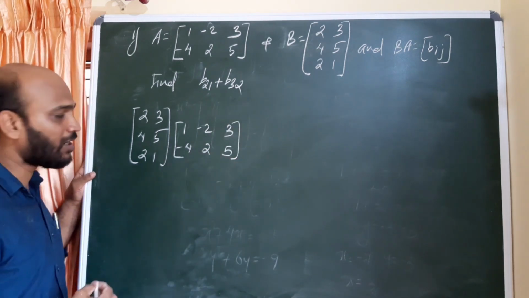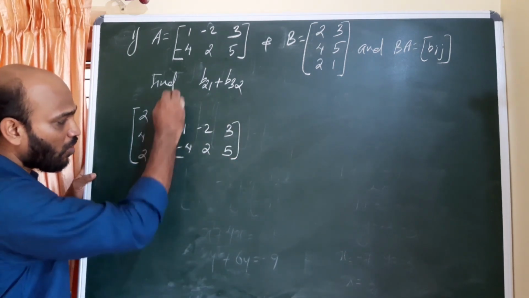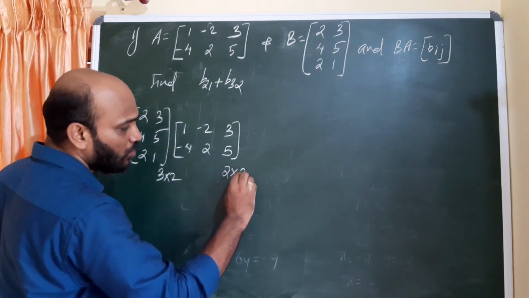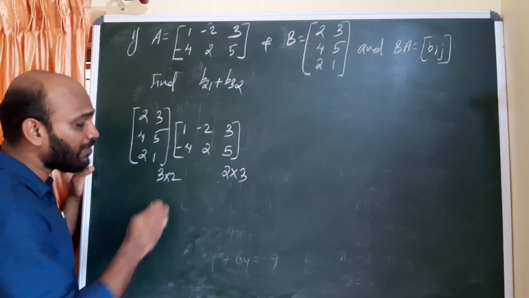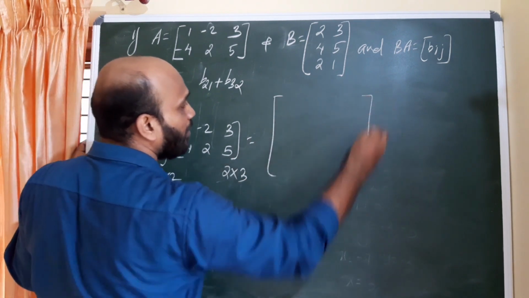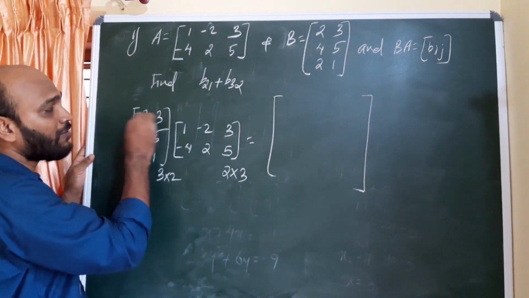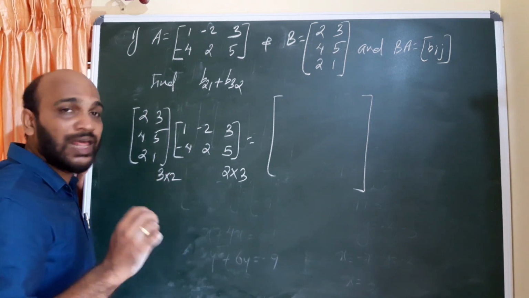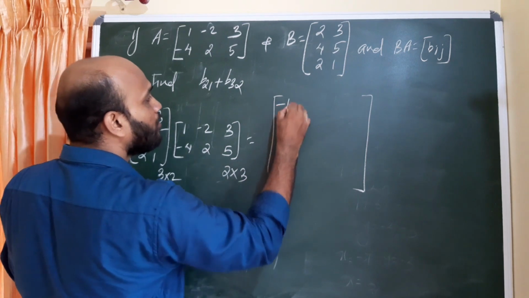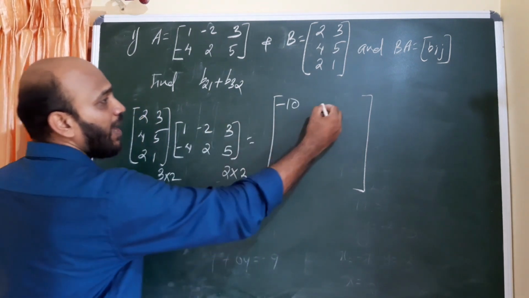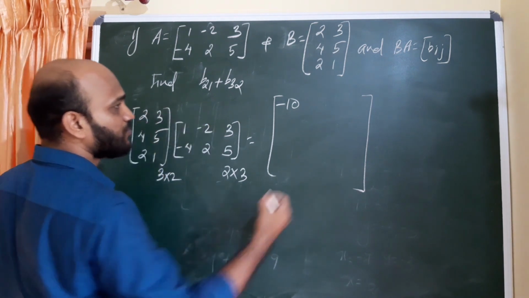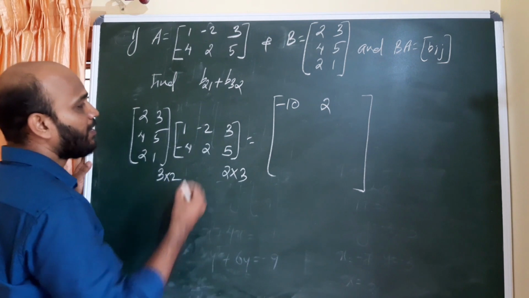These two matrices you have to multiply. Can we multiply these two matrices? Order of first matrix is 3 by 2 and order of second one is 2 by 3. So we can multiply and order of resultant matrix is 3 by 3. So what about a11? You have to multiply first row and first column, corresponding elements. So 2 - 12 equal to -10 you will get. And a12, first row second column: -4 + 6, equal to +2.